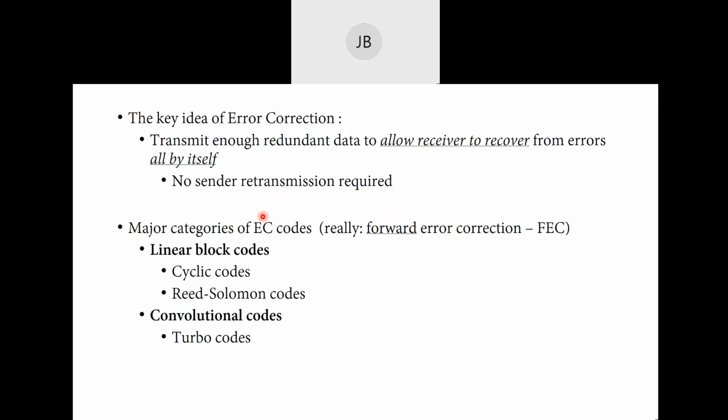So the major categories of error control coding, or specifically forward error control coding, because the receiver has the ability to detect as well as correct the errors, are linear block codes and convolution codes. Under linear block codes, just two are mentioned here: cyclic codes and Reed-Solomon codes. Some of these codes we will study in the upcoming lectures. And under convolution codes, we have turbo codes, and so on.